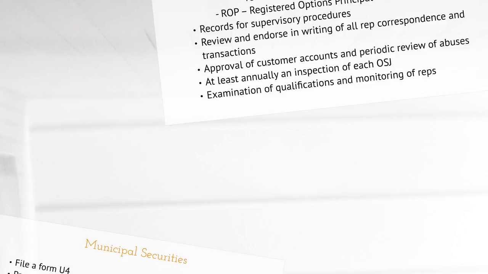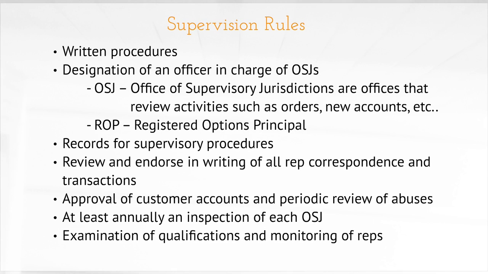There are a lot of supervision rules when you're running a broker-dealer, and these procedures in compliance with FINRA and SEC rules and any other rules must all be written down. An officer must be designated who's in charge of all the OSJs for the broker-dealer. An OSJ is an Office of Supervisory Jurisdiction, basically any branch or office of the firm that takes new orders, sets up new accounts, does trading on behalf of clients, anything that would be subject to regulation by FINRA.